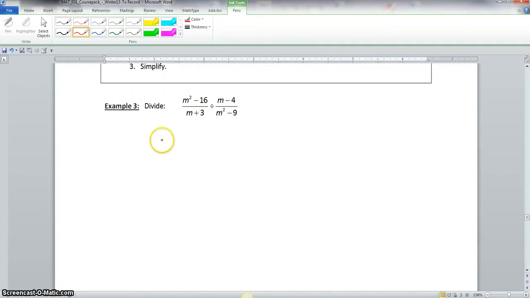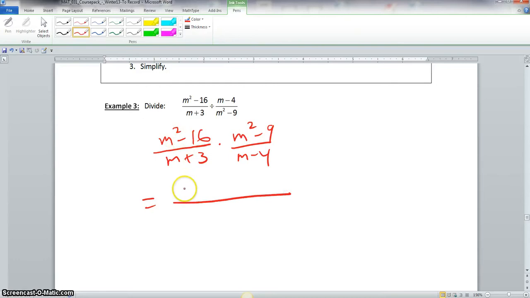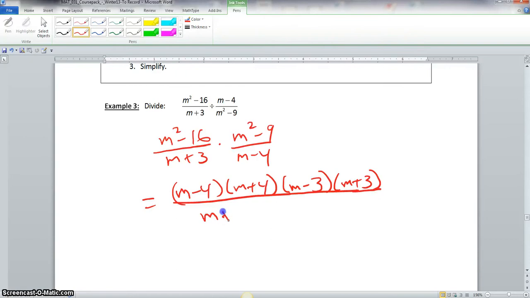Now, we have m squared minus 16 over m plus 3. Change division to multiplication. We have m squared minus 9 over m minus 4. Now, we could do what we did with the multiplication. Let's factor each one of these. This is the difference of two squares. It'll be m minus 4 and m plus 4. And then the second portion here, difference of two squares, m minus 3 and m plus 3. Now our denominator, we have m plus 3 and m minus 4.